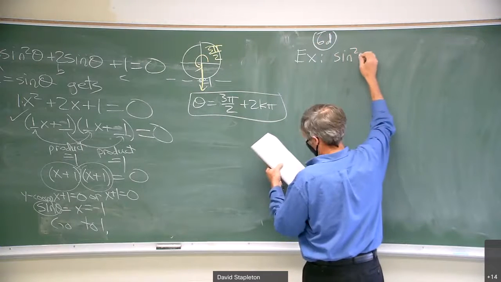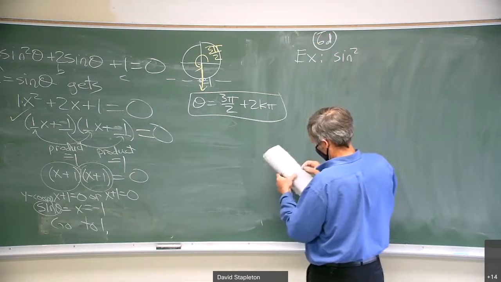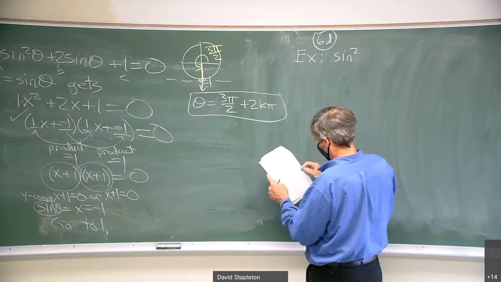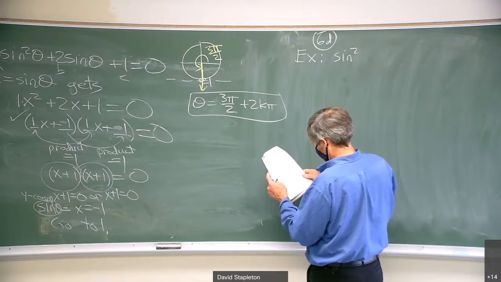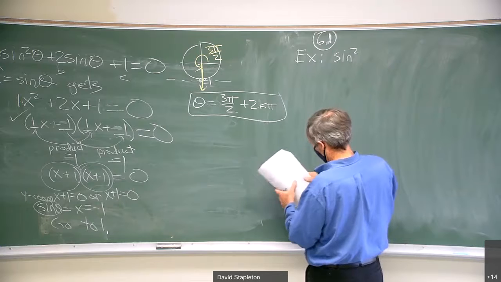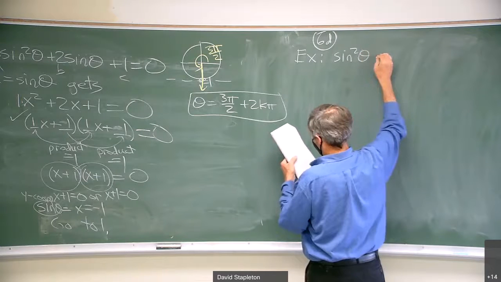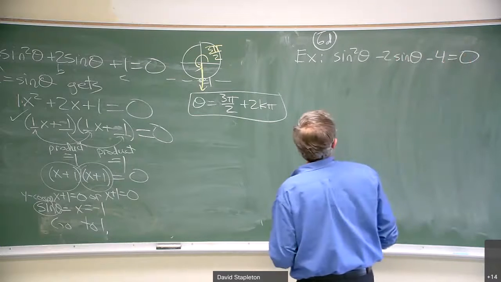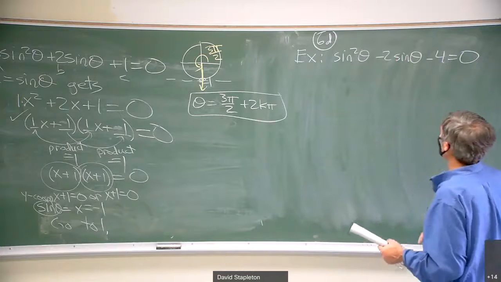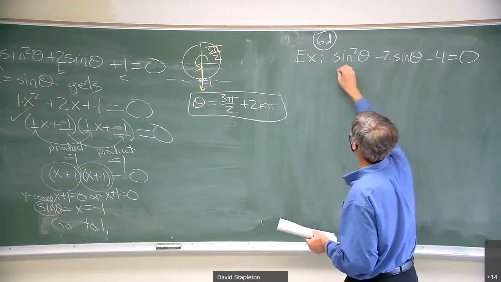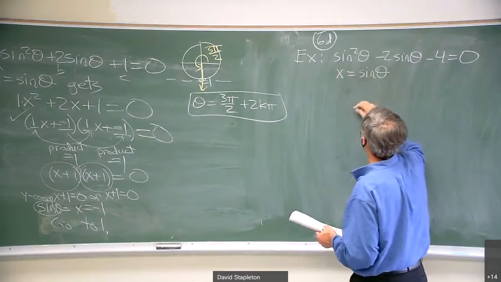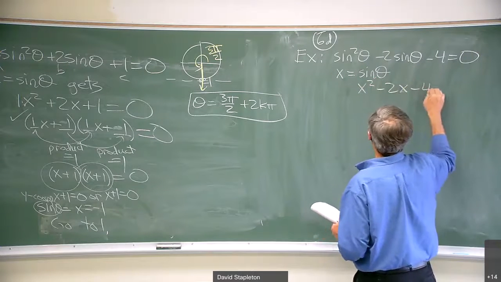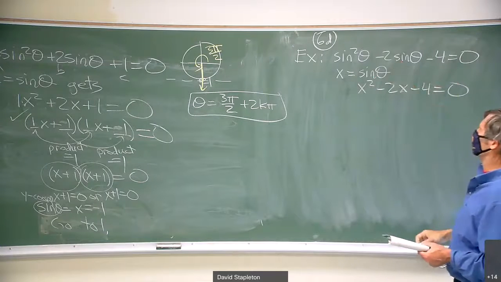Suppose I had sine squared. I'm going to write it a little differently, though. Sine squared theta minus 2 sine theta minus 4 equals 0. What could this one be? Well, again, put x equals sine theta to recognize a quadratic equation. x squared minus 2x minus 4 equals 0. This one was a quadratic equation in sine theta.